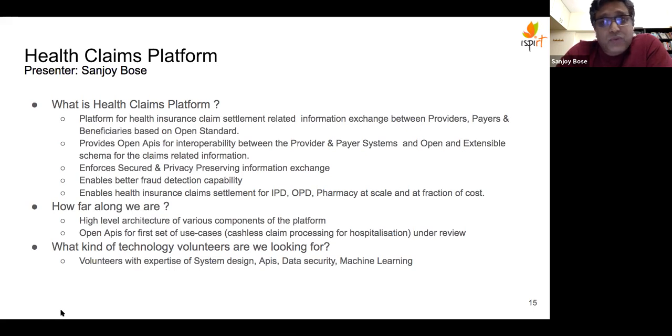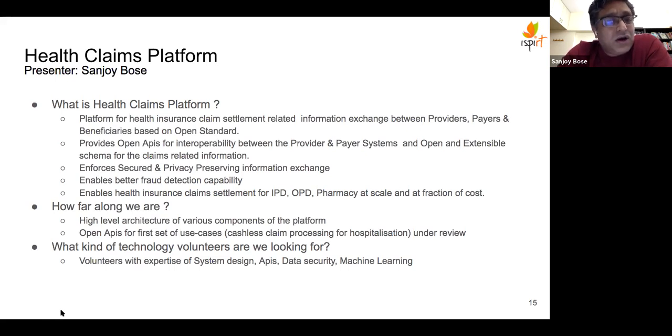And not only that, as it scales and the cost comes down, the idea is: can we have health insurance claims for very small insurance values? Can it also work across OPDs? Can it also work across pharmacy purchases? So that's the idea of how we can possibly reimagine the health claims platform.